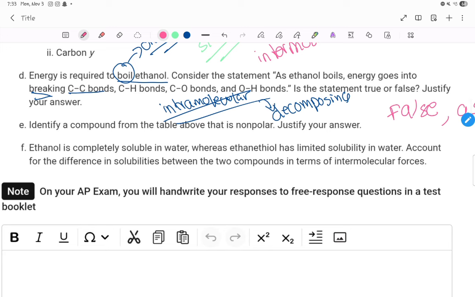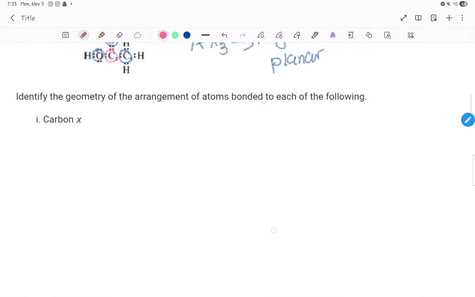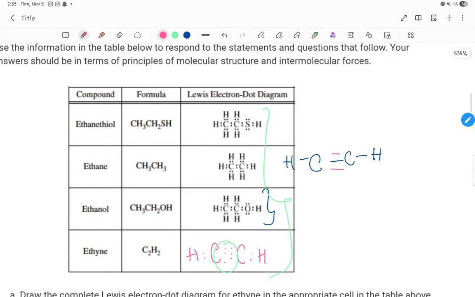What does it say in part E? In part E, it says, identify a compound from the table above that is non-polar and justify your answer. So let's go back to the table above. Which of these compounds is non-polar and why? Okay, so directly we look at ethane and ethyne. First of all, because they are hydrocarbons, we directly say they are non-polar. Both of these are directly non-polar because they're only hydrocarbons. Only hydrogen, only carbon.